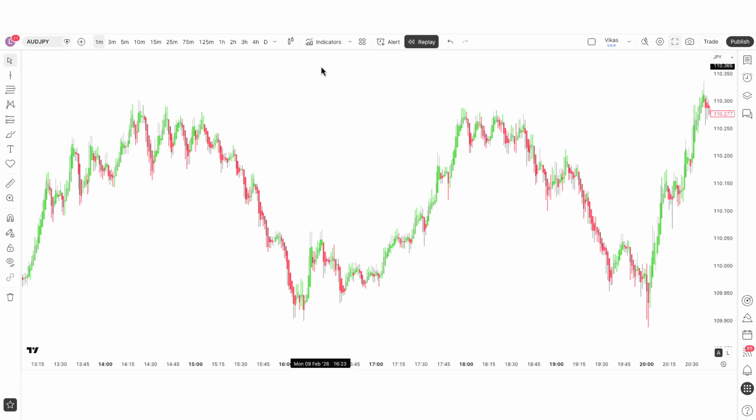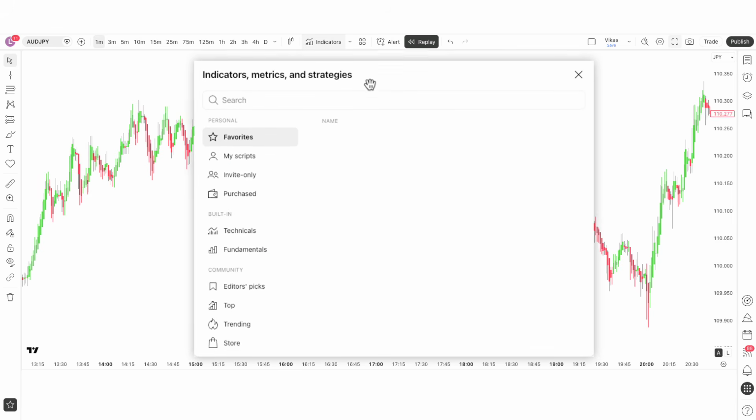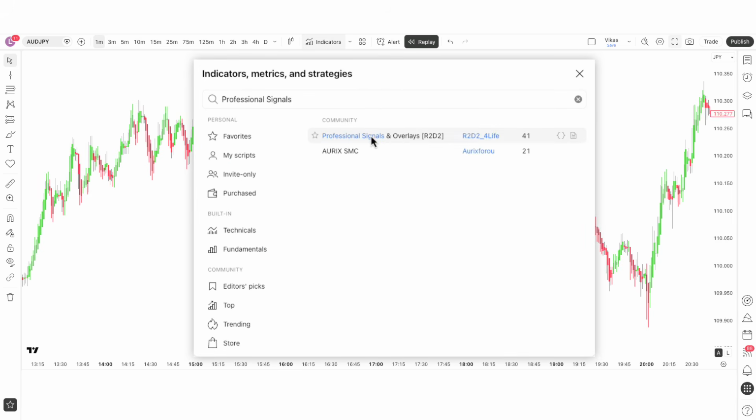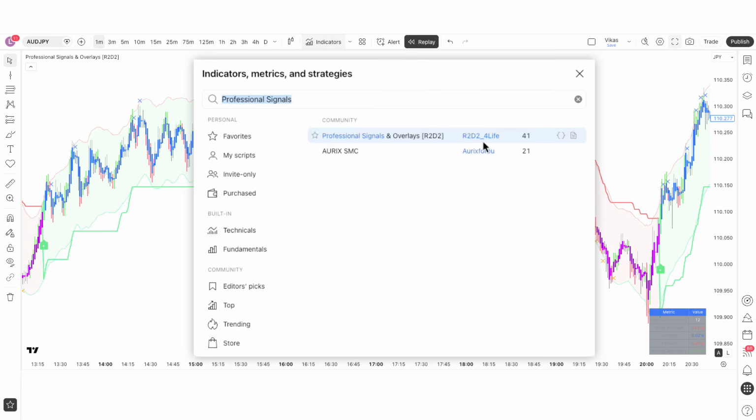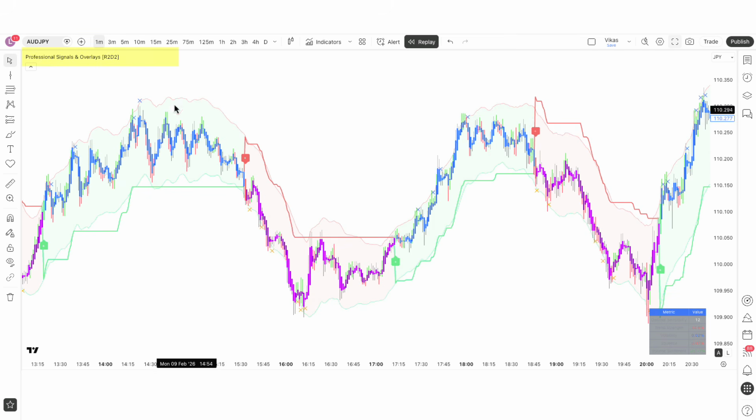And don't sweat the time frame either. Next, you'll want to find those magic indicators. Head over to the Indicators tab and search for the professional signals. Select the indicator made by R2D2Pull4 Life and add it to the chart.